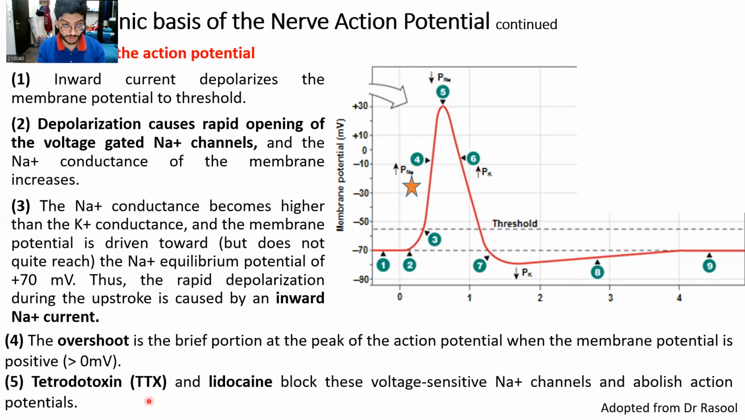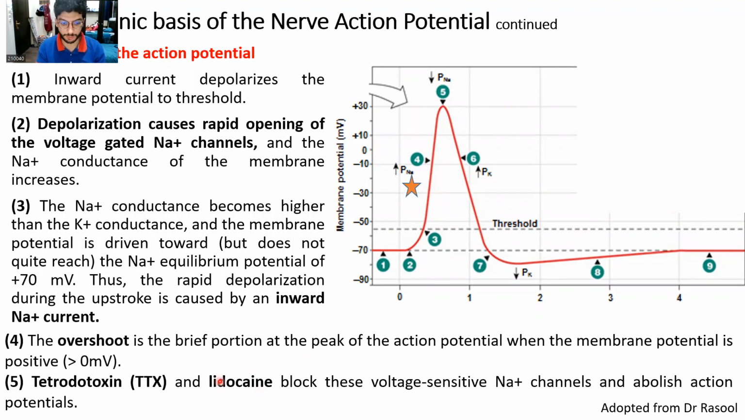And point 5. Tetrodotoxin is a pufferfish toxin. It's a neurotoxin that inhibits the voltage-gated sodium channels over here, point number 4. If these don't work, the action potential will not happen, because the sodium cannot enter the cell as the channel is blocked.